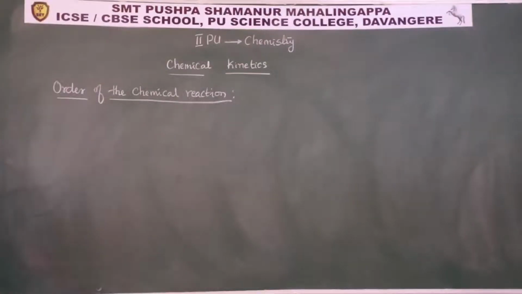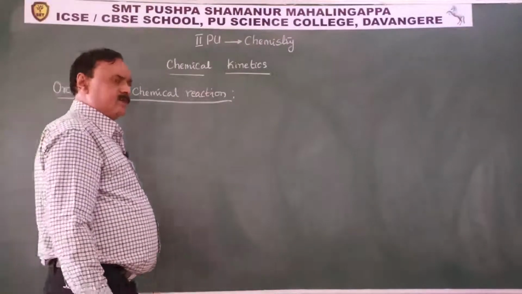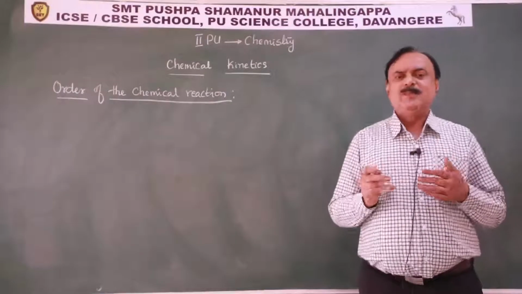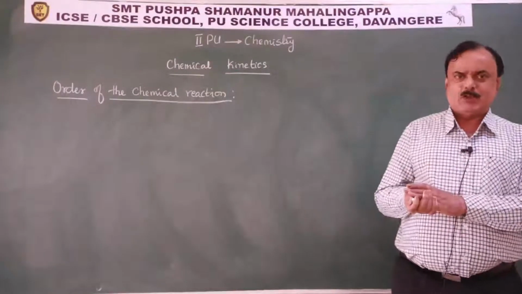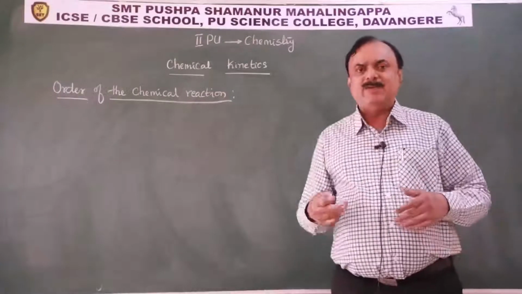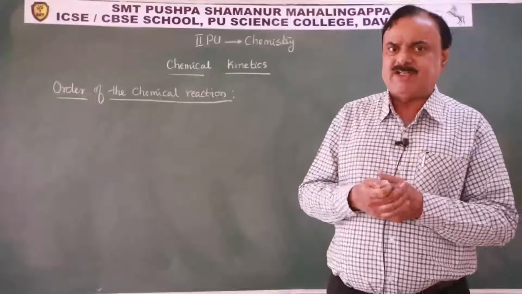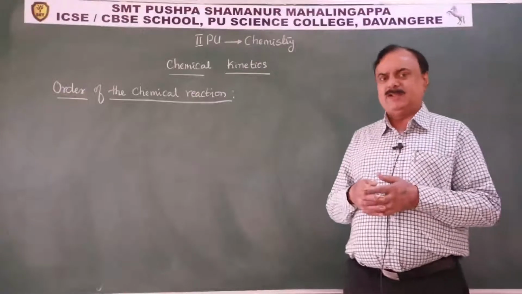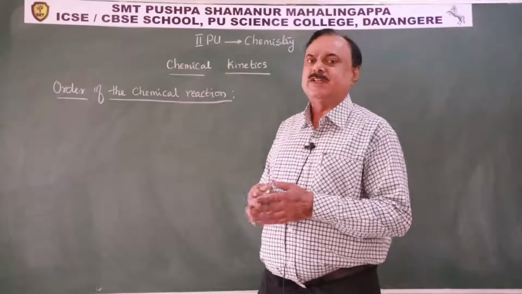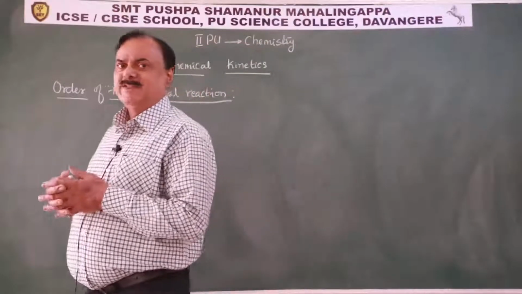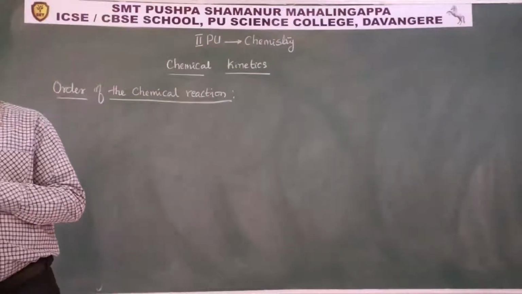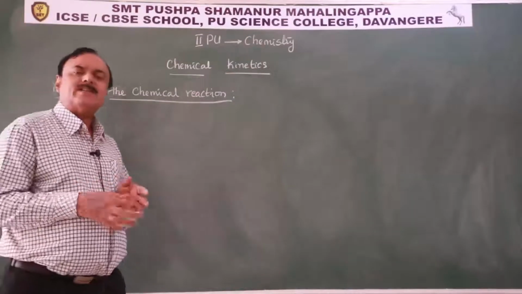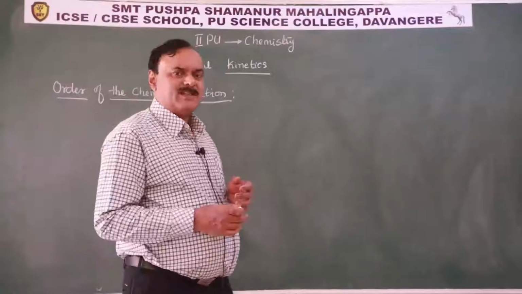Before going to discuss the order of the chemical reaction, in the last class I briefly explained what I mean by elementary chemical reactions and complex chemical reactions. A chemical reaction which occurs in a single stage or one step is called an elementary chemical reaction, and a chemical reaction which occurs in multiple steps by means of a reaction mechanism is called a complex chemical reaction. You know, complex chemical reactions are carried out by means of the reaction mechanism.